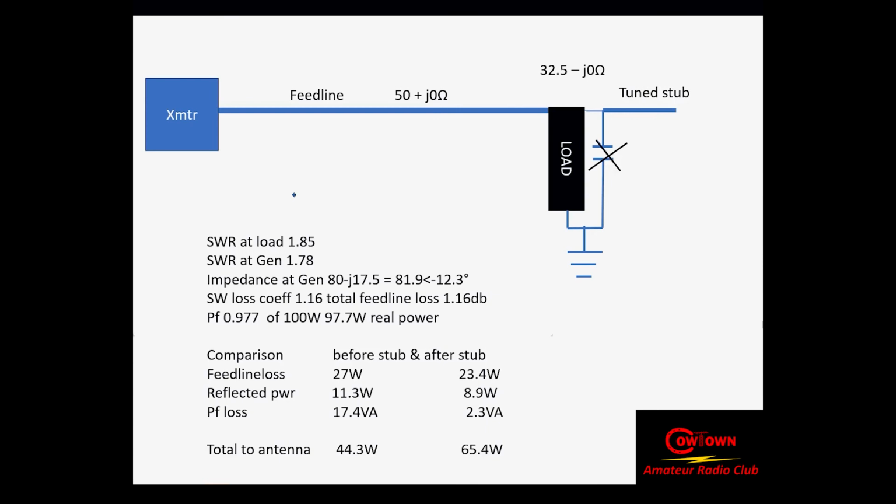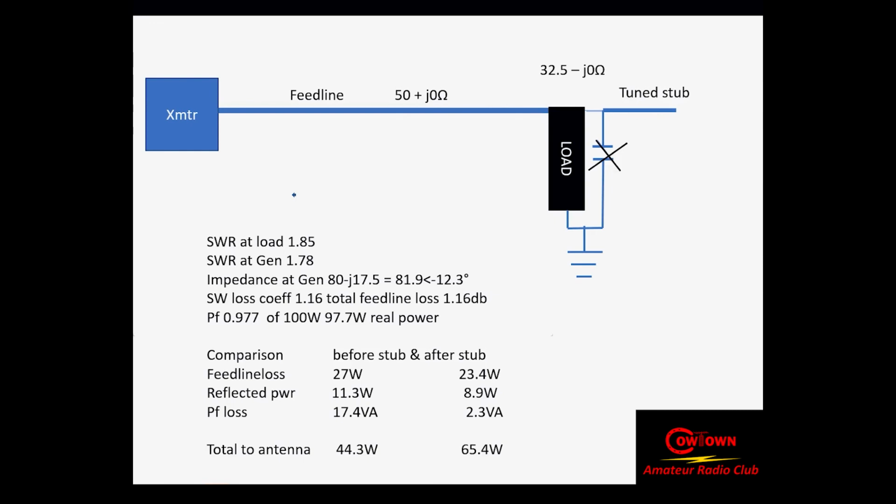The SWR at the generator or the radio is 1.78. They're really not terribly different, are they? The impedance at the generator is 80 minus J17.5, or in plain English, 81.9 ohms resistance at a minus 12.3 degrees phase angle. So the standing wave loss coefficient of 1.16 for a total feed line loss now of 1.16 dB. Cosine of 12.3 degrees is 0.977.